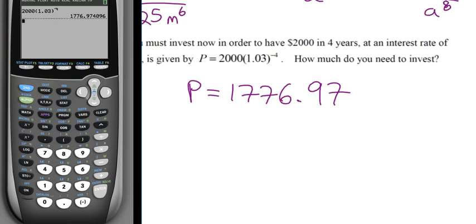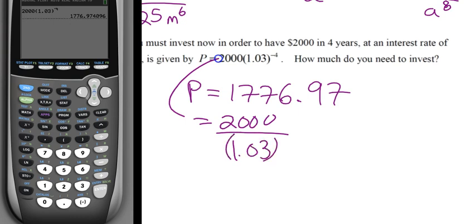Now, all you could do is go 2,000 divided by 1.03 to the 4th. So another way: this is a negative exponent, so that's 2,000 divided by 1.03 to the 4th. So we could do that: 2,000 divided by, bracket, 1.03, bracket, to the 4th. Order of operations, it's going to do the 1.03 to the 4th, then it'll do the division, which is what we need it to do. And we get the same answer, so you're not going to change the answer any.